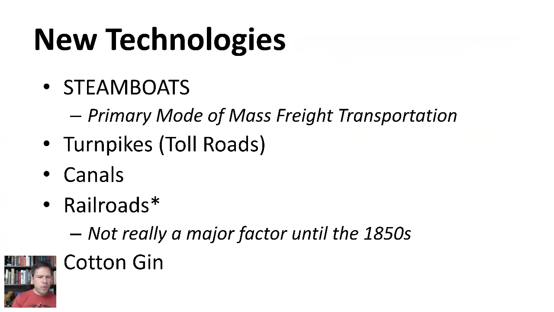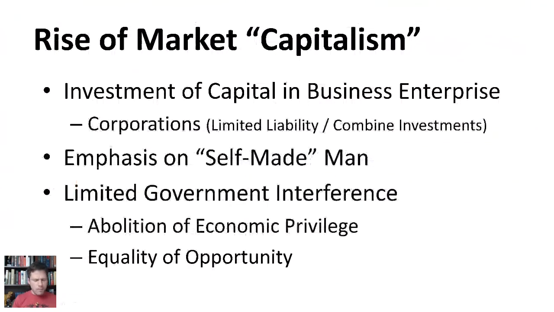Now, when we talk about the rise of market capitalism, capitalism is, of course, a loaded term, but it's what we tend to use for this sort of thing, that we start to see investment of capital in business enterprises. Now, this is the sort of thing that Hamilton was wanting. He's kind of forward thinking here, but it really wasn't taking place on a large scale until this time when you start to see this antebellum period in the 1820s, and we start to see more corporations. Now, corporations offer limited liability and the ability to combine investments.